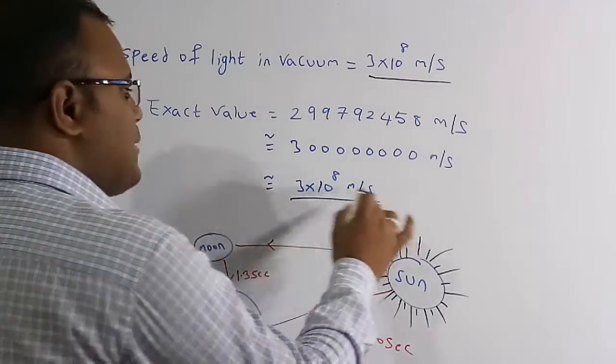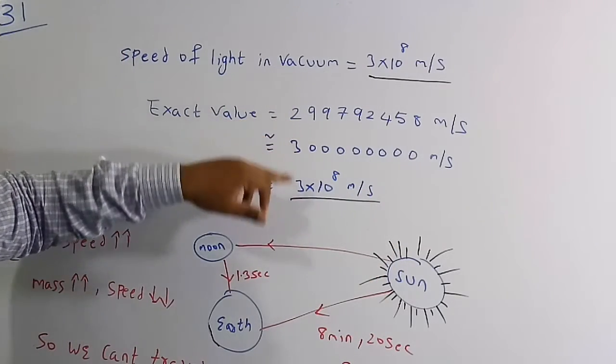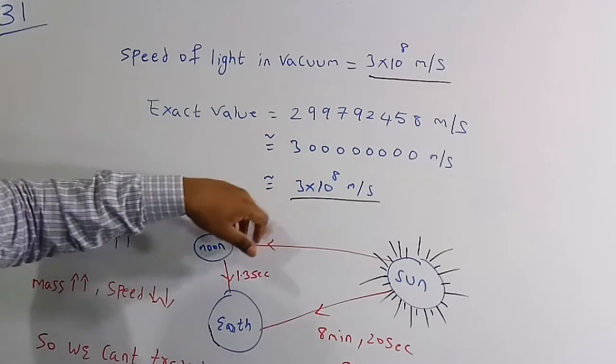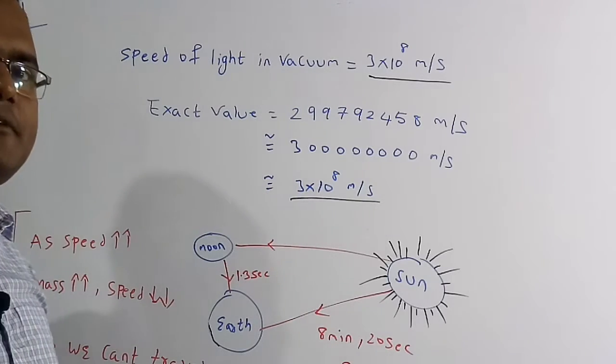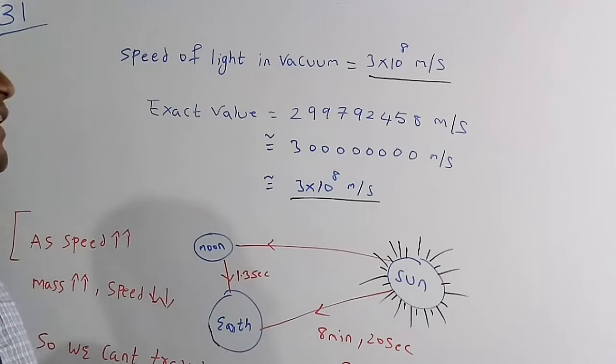This is called the approximation, but this is actually the exact value of the speed of the light, and this is the approximate value. So always in physics, or in any subject, we use the approximate value, but not the exact value, in the calculations.